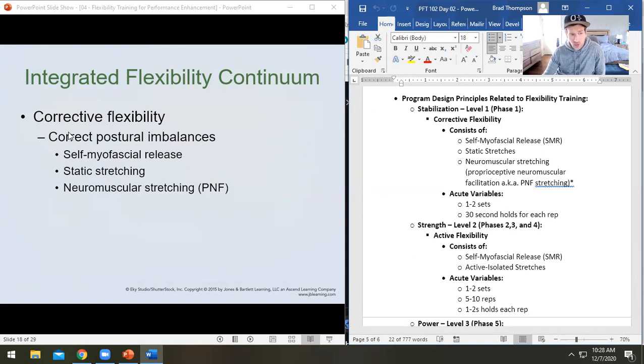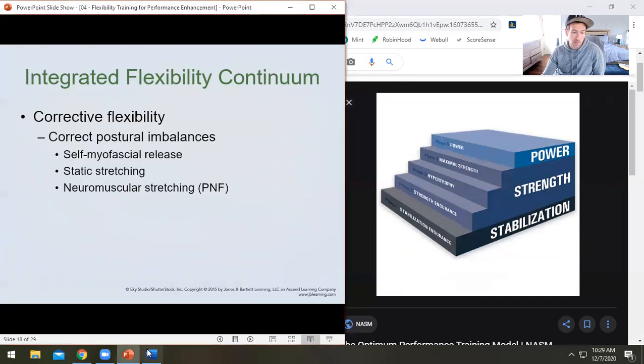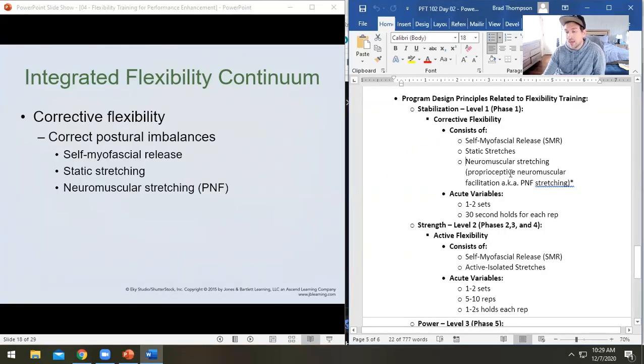So corrective flexibility is used for correcting muscle imbalances. That's its primary purpose, right? Which is definitely something we want to do in our foundation. Now, there is one more category here, which is called PNF stretching. It's also more commonly known as neuromuscular stretching. PNF stands for proprioceptive neuromuscular facilitation.